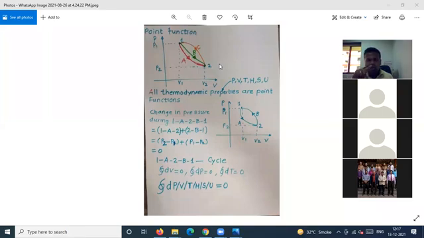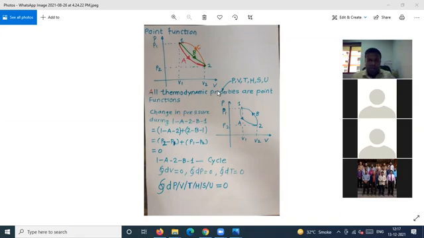So see, when you start moving from point number 1, irrespective of path, whether you go through A or B or C, you will be reaching the same point, that is point number 2, where pressure is P2 and volume is V2. This P2 and this volume V2 will not depend upon whether you moved through path A or path B or path C. So this pressure will remain the same at point number 2.